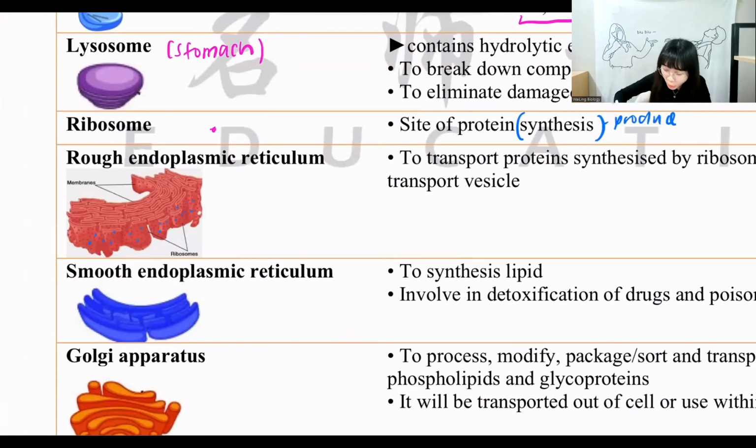Okay, rough ER, they will transport protein. Where do they transport to? They will transport to the Golgi apparatus. So they are in a sequence down. Ribosome, rough ER, and Golgi apparatus, they have a relationship of these three, okay? Ribosome, rough ER, Golgi apparatus is in the sequence over here.